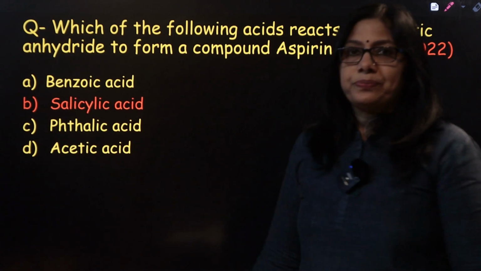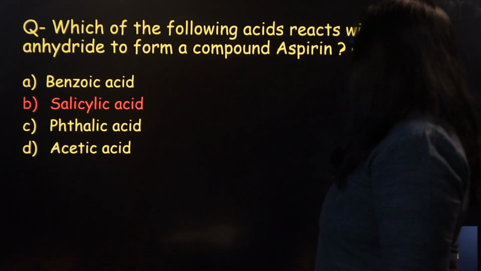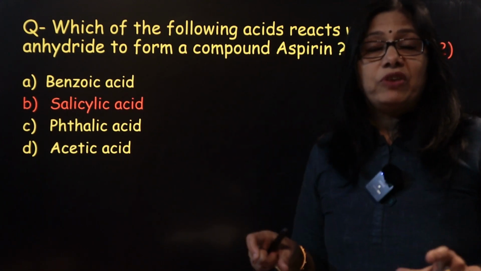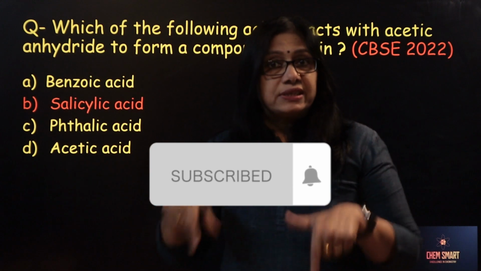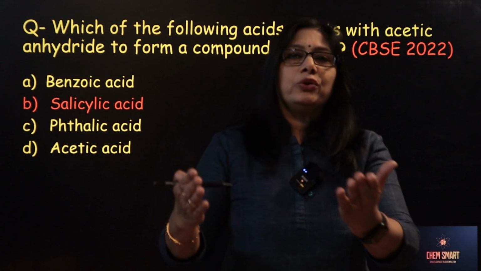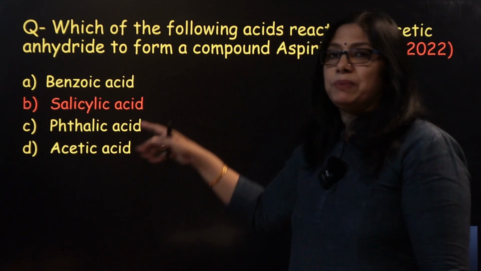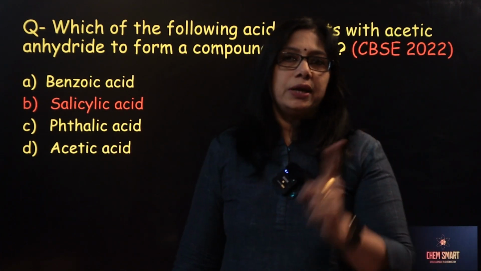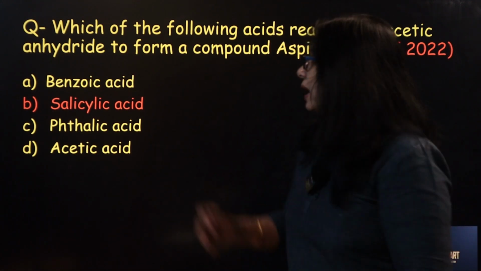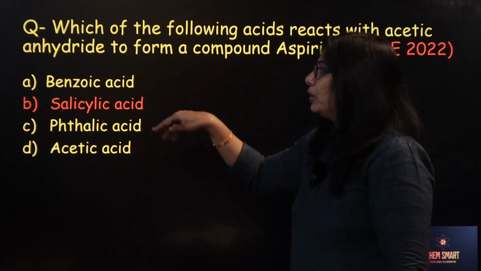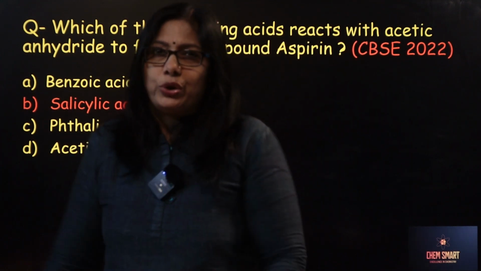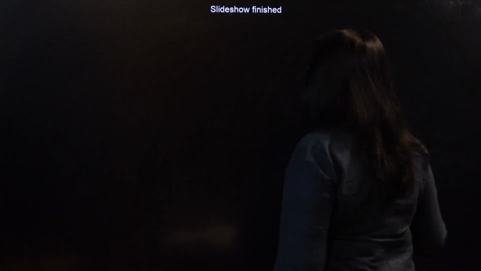Now, the next question. Which of the following acids reacts with acetic anhydride to form the compound aspirin? The same concept we have used in question 1 of this same session. I have selected this question again in the same session to make you understand that this concept is repeatedly asked. The first question was from 2023. This is from 2022. That means this is repeatedly asked. Prepare well. And here I am just going to show you how salicylic acid reacts with acetic anhydride to form aspirin.